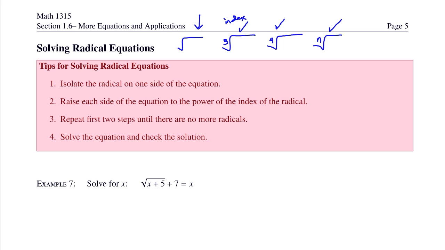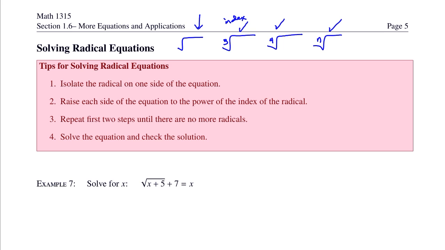Here are some tips for solving radical equations. Number 1, isolate the radical on one side of the equation. Step 2, raise each side of the equation to the power of the index of the radical. Essentially that is the opposite of taking the nth root, you raise it to the nth power. So if you have a square root, then you'll square both sides. If you have a cube root, then you will cube both sides.